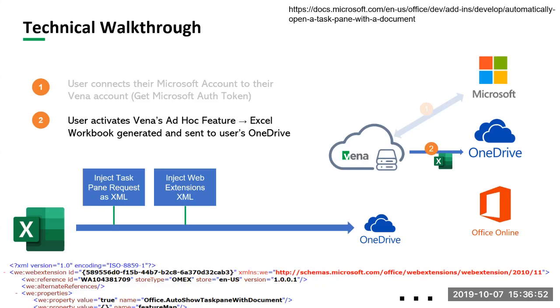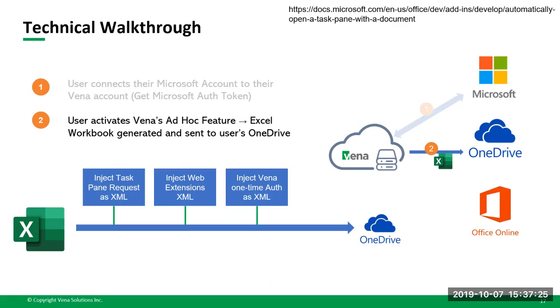Next, we inject what's called the web extensions XML. This is what requests essentially from the Office store, when the file is opened, that the Vena add-in be opened alongside it. So that is why the add-in popped up ready to be used when the file was opened. You can see some of the XML on the bottom of the screen here. It's just the top of it, it's cut off. There's a whole bunch of that, but again, I would look to the documentation for how to build that.